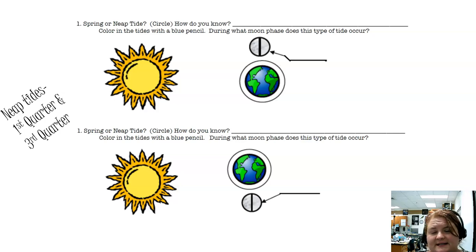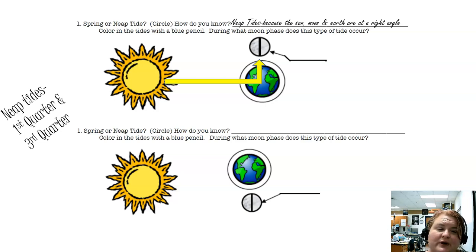Now you'll notice that the sun and the earth are in a straight line, but that third quarter moon is not. It is at a 90-degree angle. So what we're going to write in the blank is that this is neap tide because the sun, moon, and earth are at a right angle. Neap tides because the sun, moon, and earth are at a right angle.